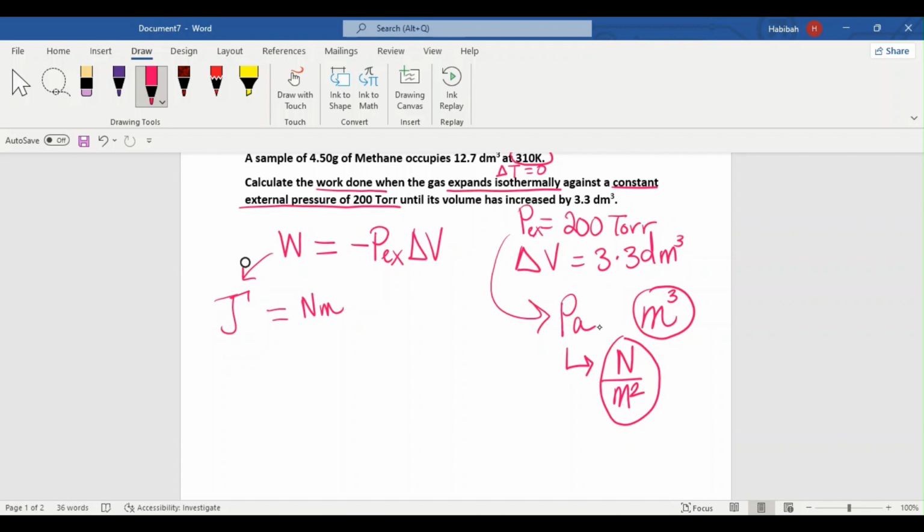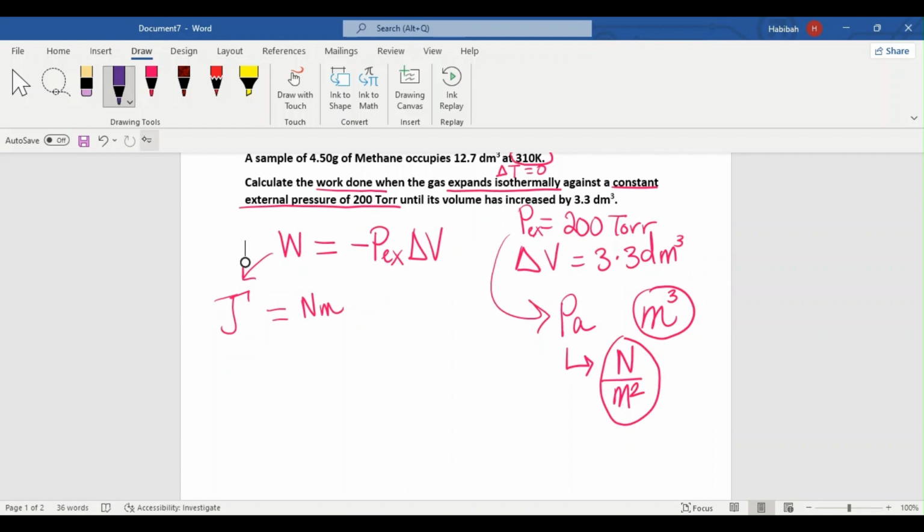What I'm trying to tell you is that we don't have our pressure and our change in volume in units that would work for this type of question. So before we can even use the formula, we have to convert all of this information into the proper units. Then we can successfully substitute.